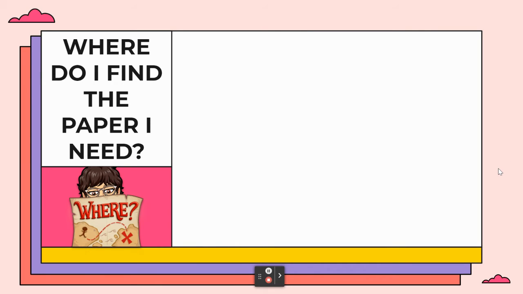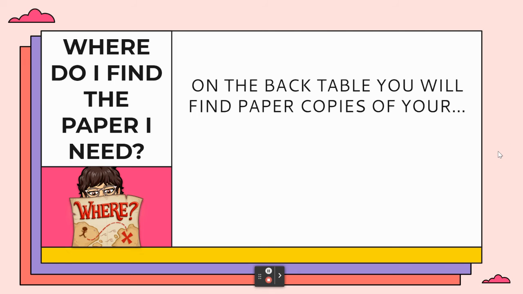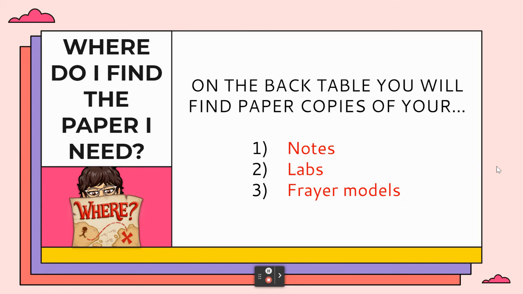All right, so even though we're going to be using the computer a lot, we're also still going to be using paper. Just like you have paper right now for your notes, today I passed them out, but in the future, you're going to get them from a specific folder. So on the back table, you will find paper copies of your notes, of any lab papers, and Frayer models, right? If you turn around now and look at the table at the back of the room, you'll see colorful folders that are labeled like notes 0.1, notes 0.2, lab 0, whatever, and that's where you're going to find those documents.